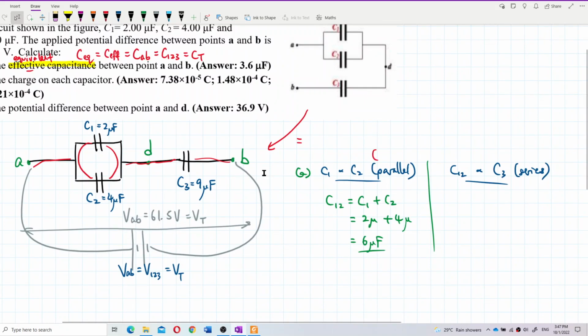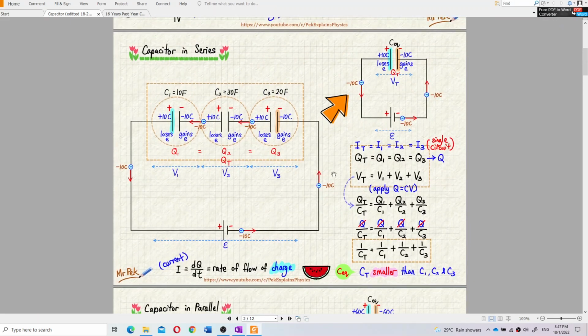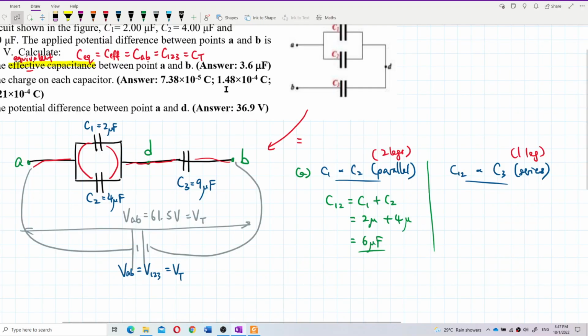Just now C1 and C2 connect with two legs, but between C12 and C3 only one leg is connected. That's why I say it's series. In series the capacitance becomes smaller, so it's 1 over C. So let's find C123. C123 is 1 over C12 plus 1 over C3.